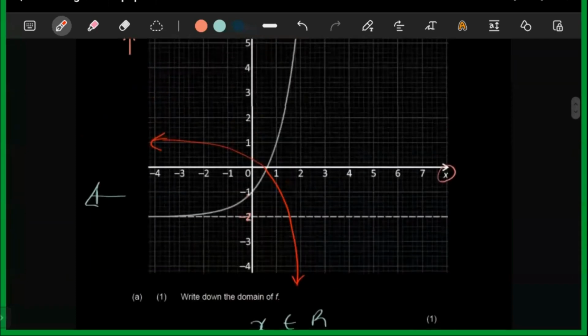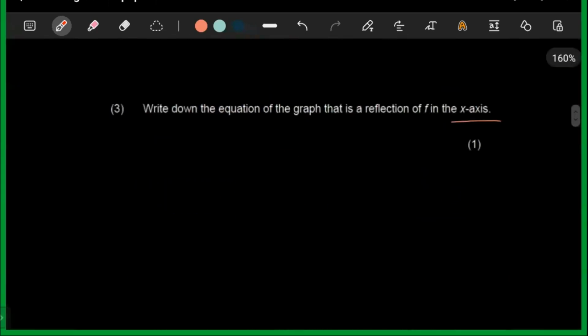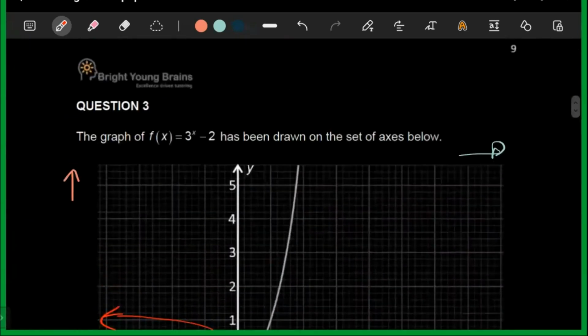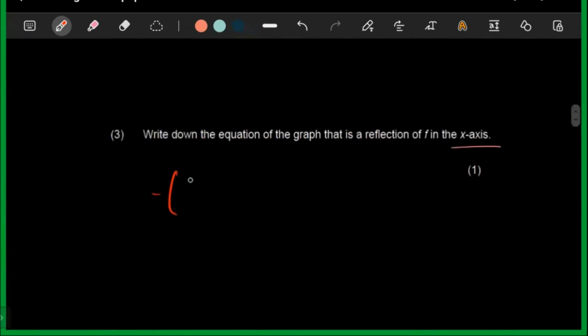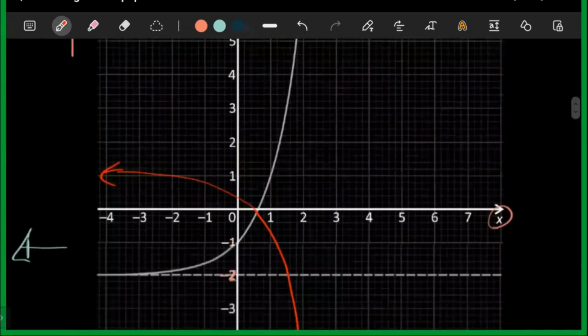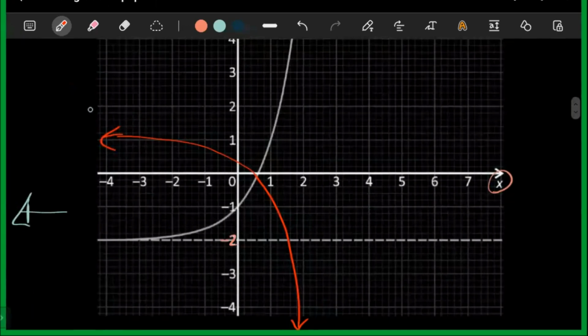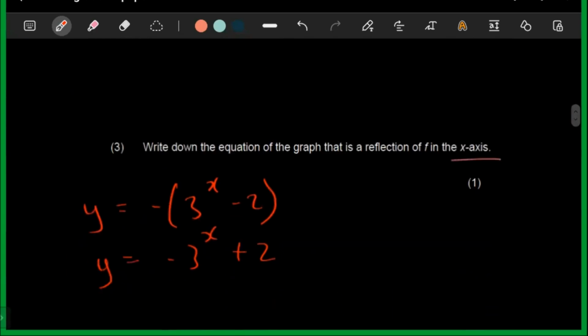That's the visual appearance. But the equation of it, you're just going to multiply whatever equation you have with the -1. So this here is your equation of your new graph. So here it's going to be -3^x + 2. And then that's your equation, you see, because look, this is a -2, right? The asymptote is going to be at +2 instead. Moving on, let's keep it moving.